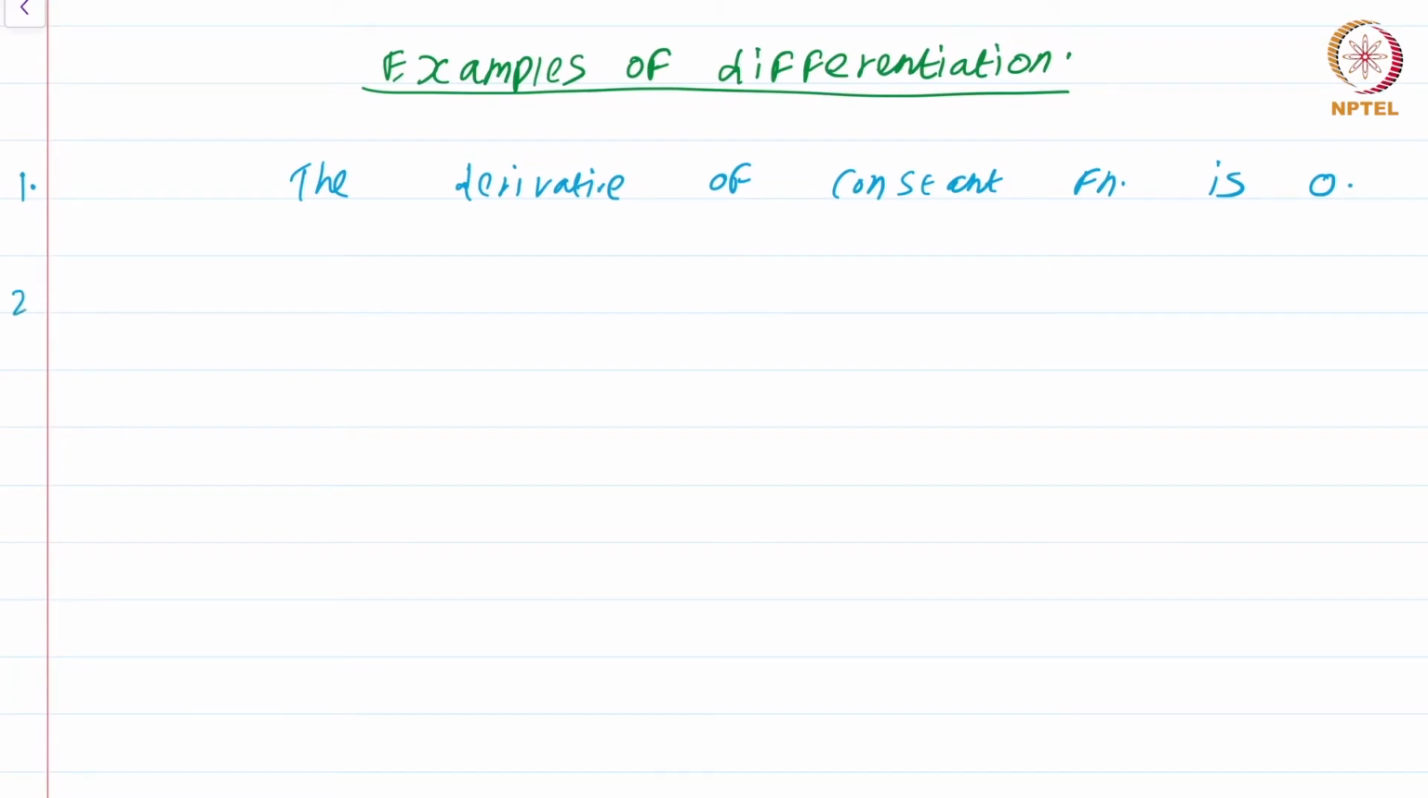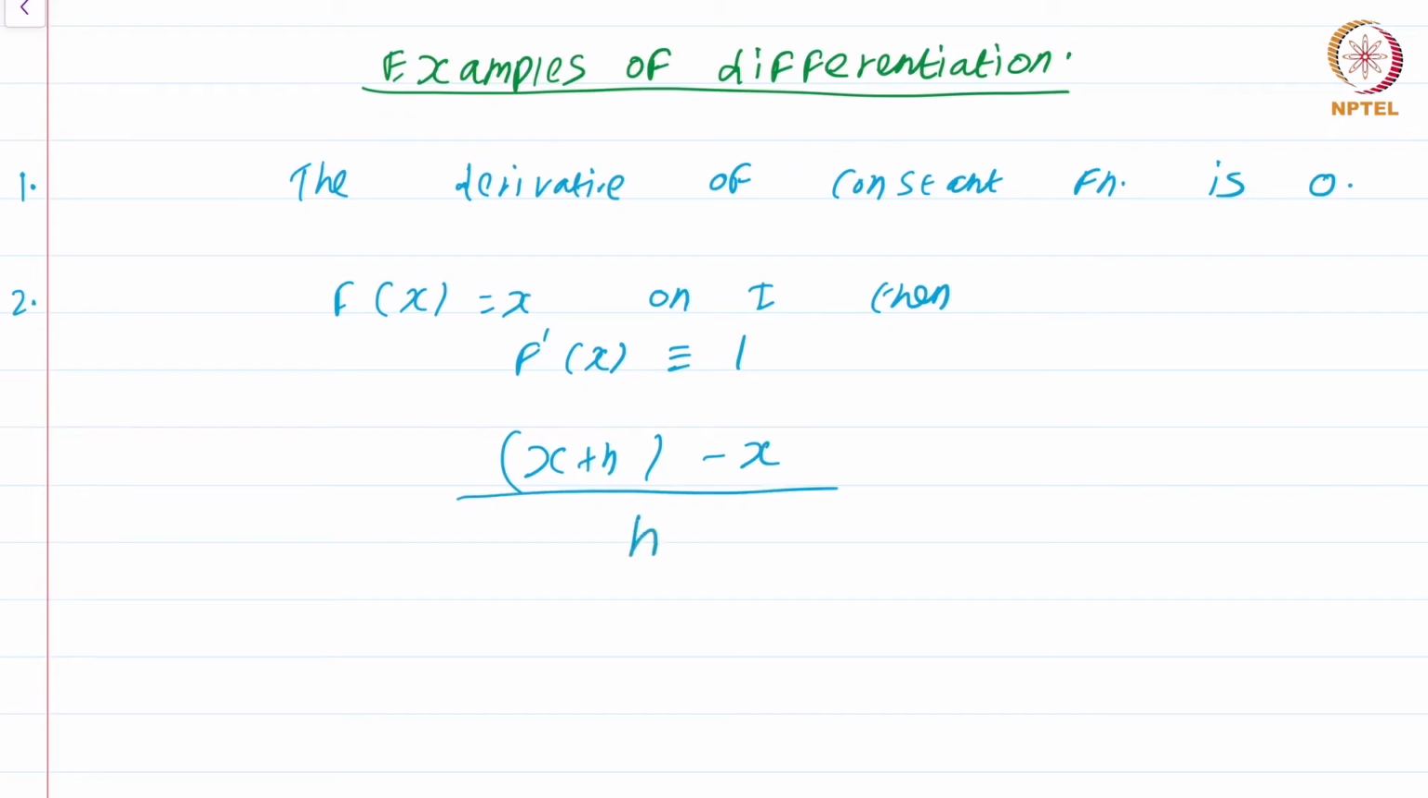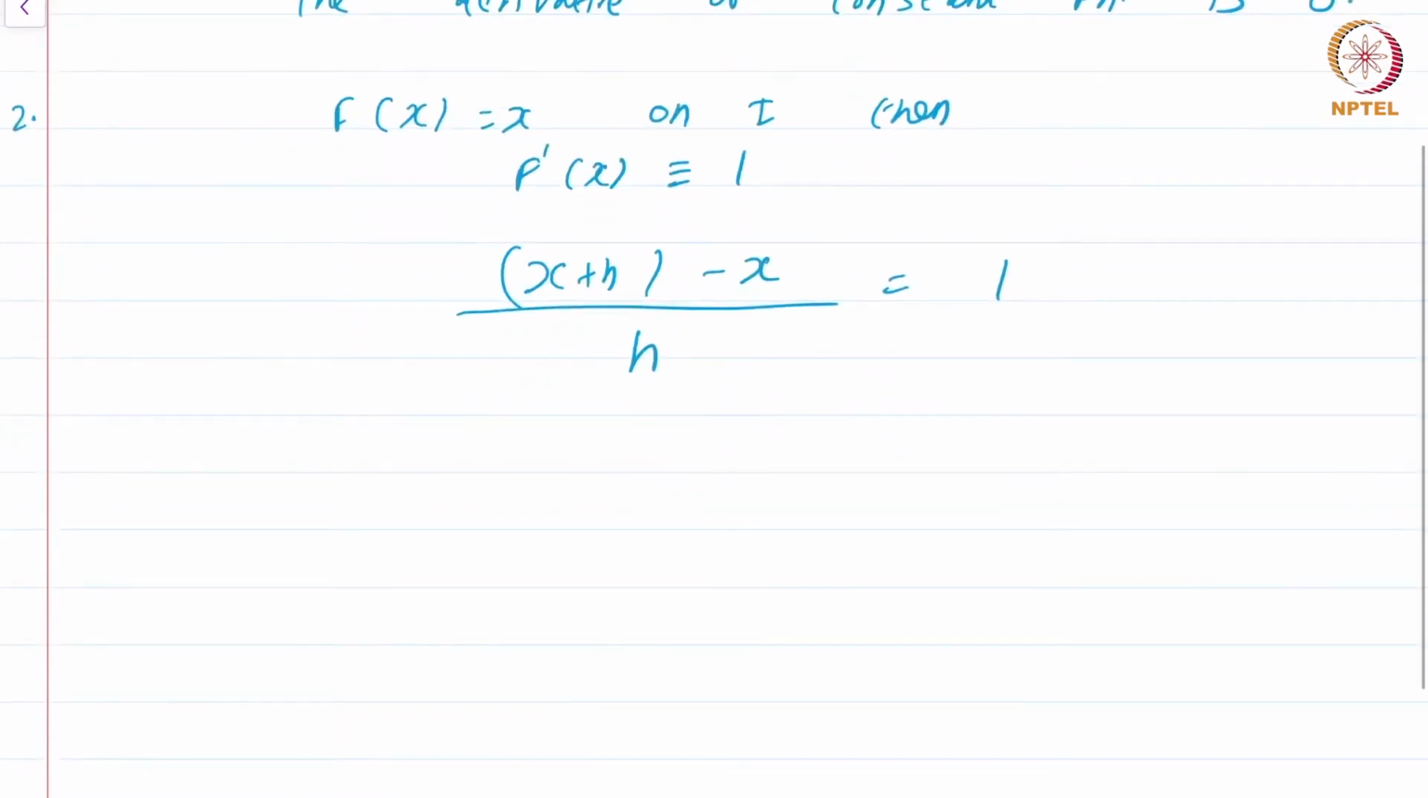That's fairly easy. And next, if you take f of x equal to x on the interval I, then f prime of x is just identically 1. Why is this? Because at a given point, to take the derivative, you will have to take x plus h minus x by h as h goes to 0. This will just turn out to be 1. So because the Newton quotient will be identically 1, the limit will always be 1, and the derivative of the function f of x equal to x, that is the identity function, is, as you can expect, the constant 1.